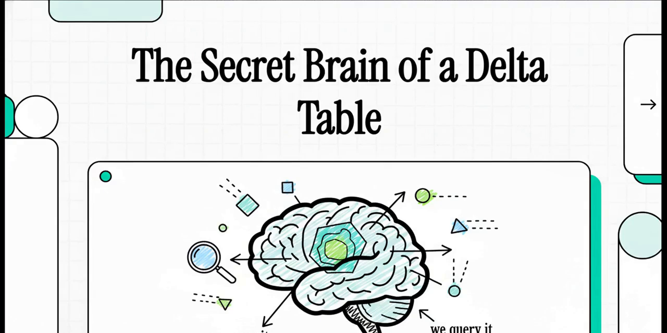You know, when you work with a Delta table, you see the data, you query it, and it just works. But have you ever stopped to wonder how? What gives it those superpowers? Well, it turns out, underneath the surface, there's this hidden, incredibly powerful component. A secret brain, really, that makes everything possible. And today, we're going to open it up and see exactly how it ticks.